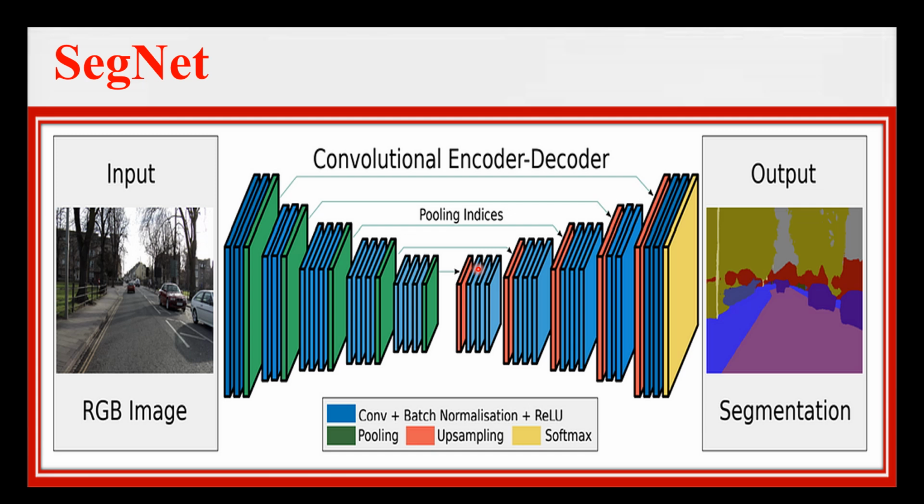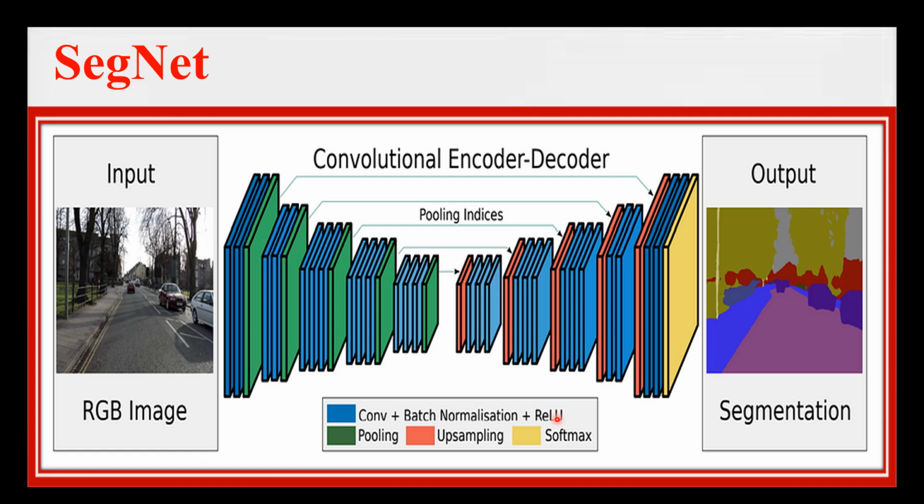And the encoder and decoder are connected by skip connections, which pass information from the encoder to the corresponding layers in the decoder. Then we have convolutional layers with batch normalization. So SegNet uses convolutional layers with batch normalization, and this batch normalization normalizes the activation of each mini batch, making the training process more stable and less dependent on initialization.